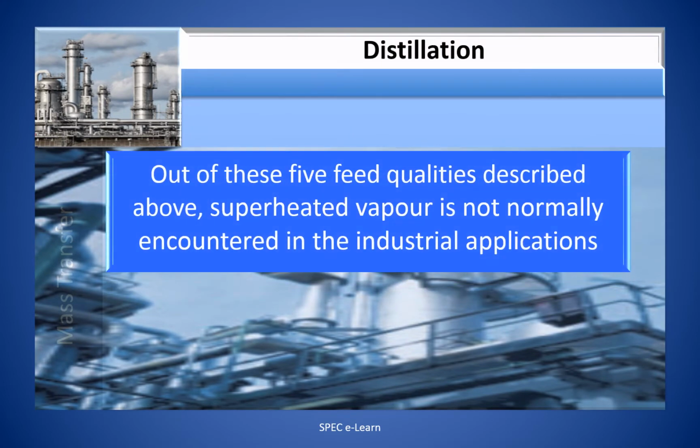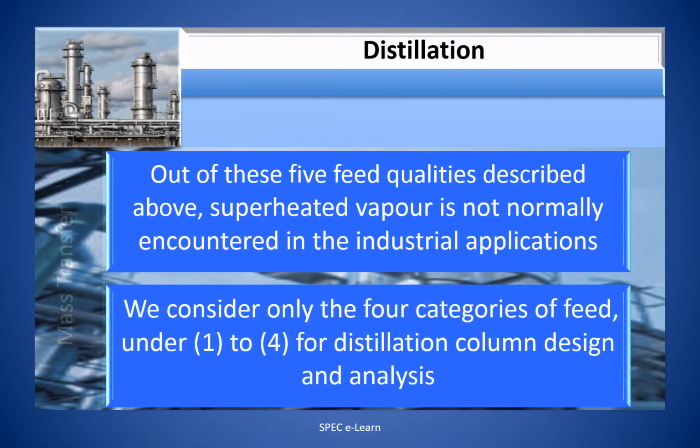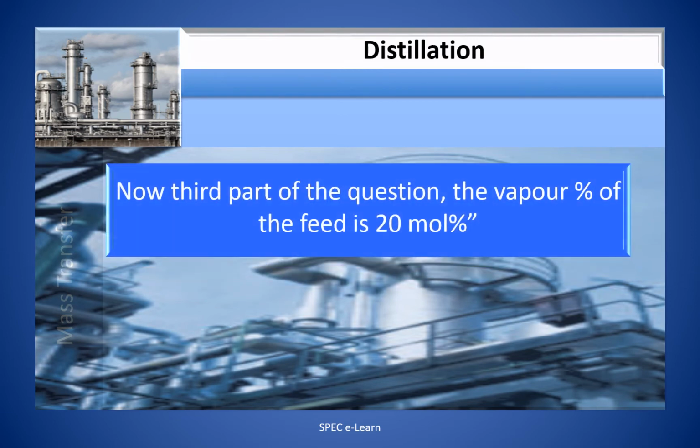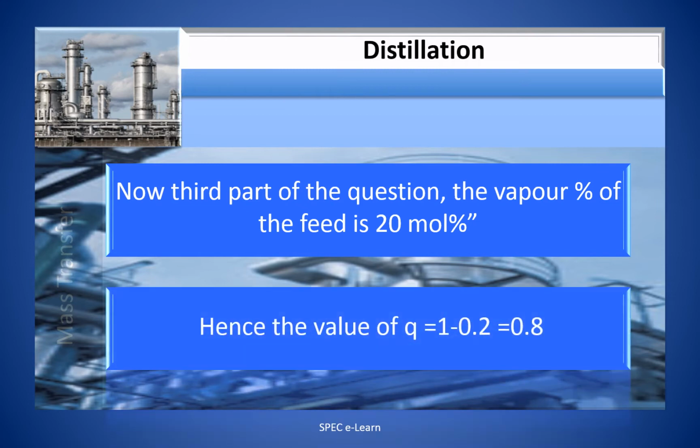Out of these 5 types of feed described above, superheated vapor is not normally encountered in the industrial applications. So we consider only 4 categories of feed under 1 to 4 for distillation column design and analysis. Now coming to the third part of the question, the vapor percentage of the feed is 20 mole %. Hence, the value of Q equals 1 minus 0.2, which equals 0.8, 80% liquid.